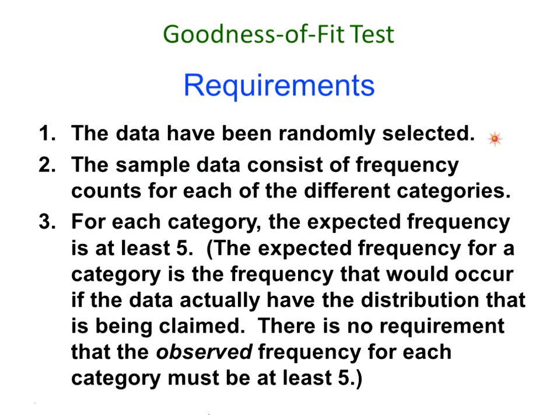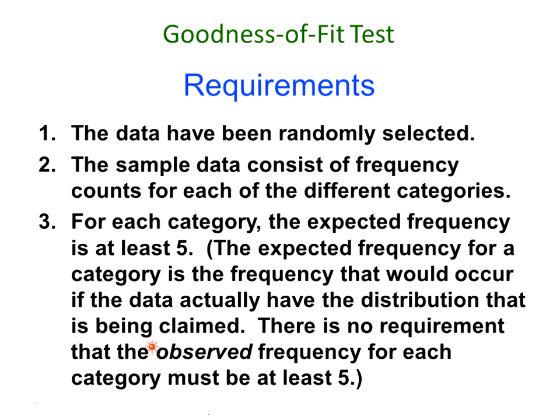And of course, we do have requirements as always. So our data is randomly selected. The sample data consists of frequency counts, and there are going to be frequency counts for each of the different categories. So for each category, the expected frequency has to be at least 5. All right, so there is a requirement for the expected frequency, but there's no requirement for the observed frequency. So although each category has to have an expected frequency that is at least 5, there is no requirement on the observed frequency, because observed, that's what's happening.